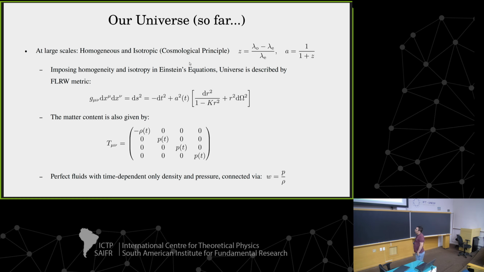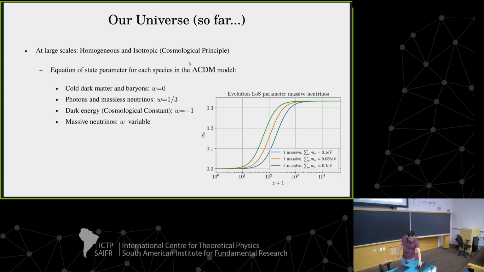Okay, so perfect fluids can be connected via the equation of state parameter, which is just the ratio between the pressure and the energy density, okay? And just to understand a little bit better the different things that we have in the universe, I'm showing here some of the ingredients. So CDM and baryons are pressureless, okay? Baryons in the early universe are coupled, so it's not 0, but we don't care about that. In the background, they're always 0.